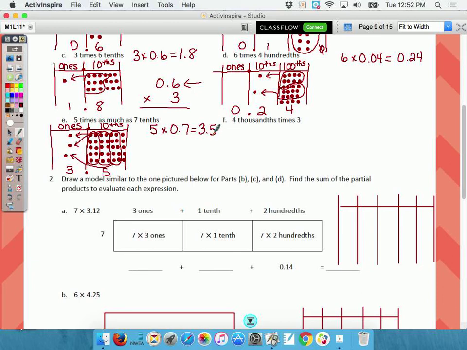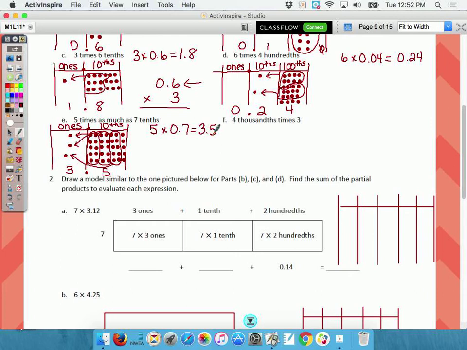So does my answer make sense, 3 and 5 tenths? What's 5 times 7? 35. So 5 times 7 tenths would be 35 tenths, right? Yep. And that's what we have. Okay, let's do the next one.